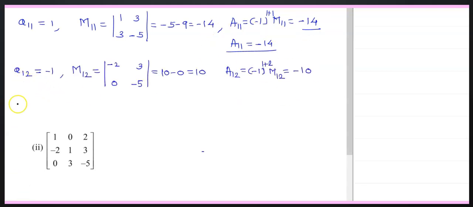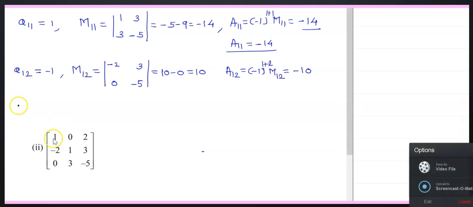Next is A12, this is the A12 element, and look at this horizontally, that is, we delete the row in front and we also delete the column below. Overall you will get minus 2, 3, 0, minus 5, and overall you will get 10. Therefore A12 is equal to (-1) raised to 1 plus 2 times M12, which is equal to minus 10.